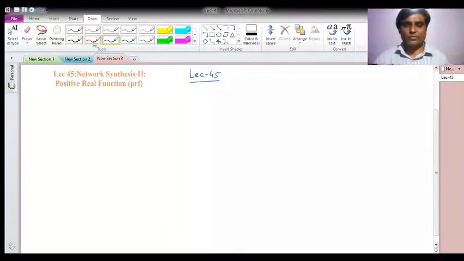This is lecture 45. As we have already started on network synthesis, there we are seeing that if I want to synthesize any network, what condition I should check. Means I should know whether I can synthesize a network or not. For that there are the realizability tests called causality and stability.